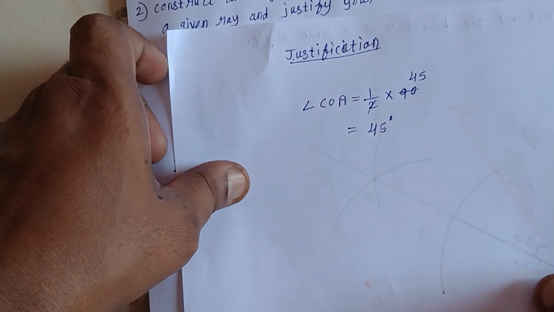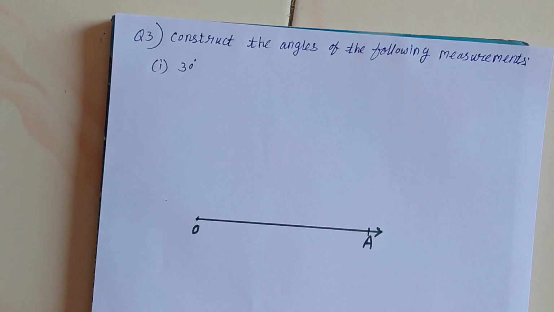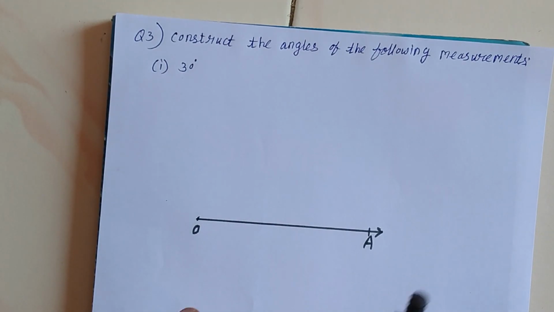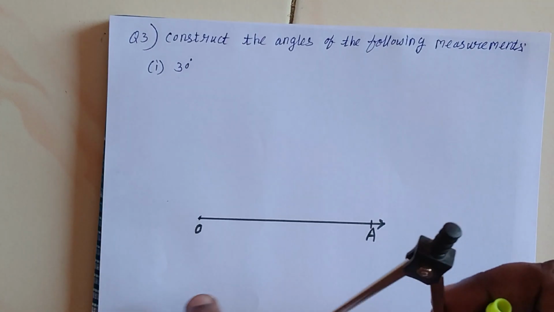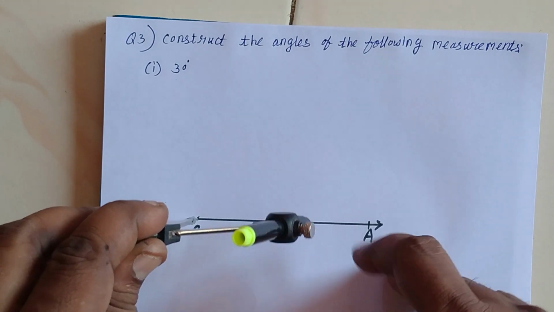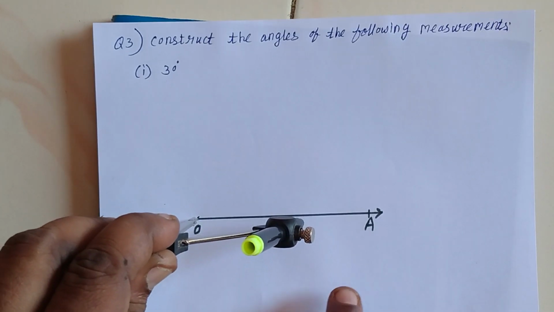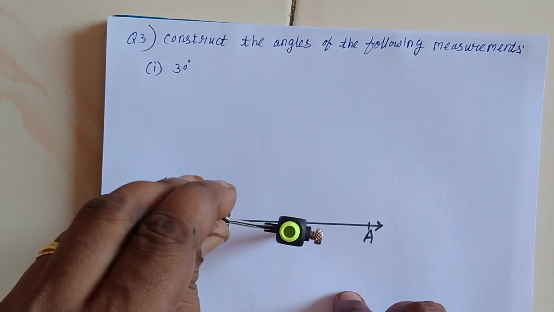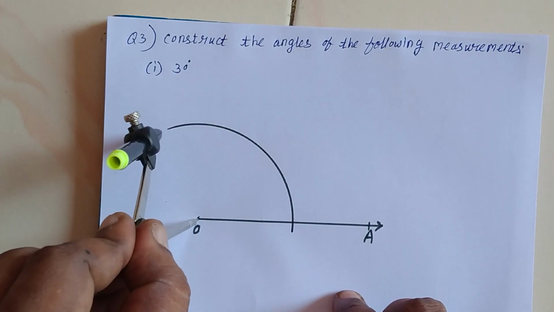This is your justification. Now student, question third, we have to construct the angle of the following measurement. So the first one is 30. Now student, angle 30 is a bisector of 60, means to draw 30 degree you have to draw 60 degree. So already I have drawn a ray OA. So before starting we have to draw an angle 60 degree. So take a sufficient distance, it should not be too small or too big, and draw the arc in such a way.